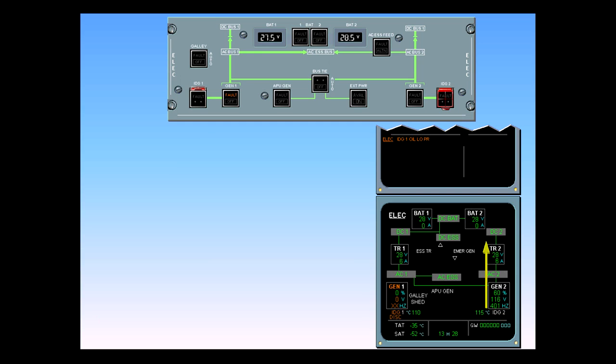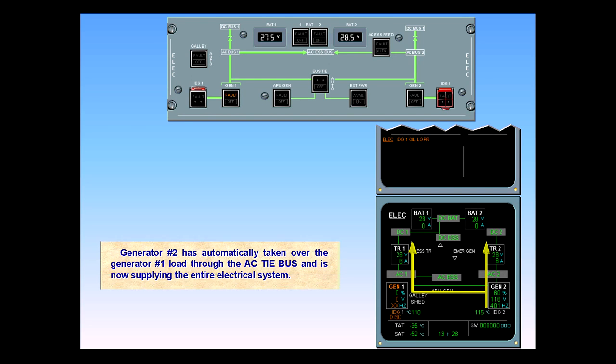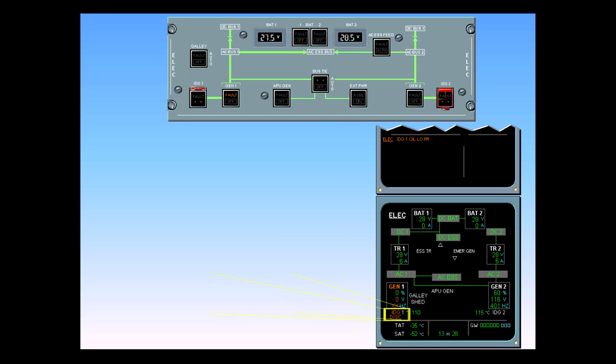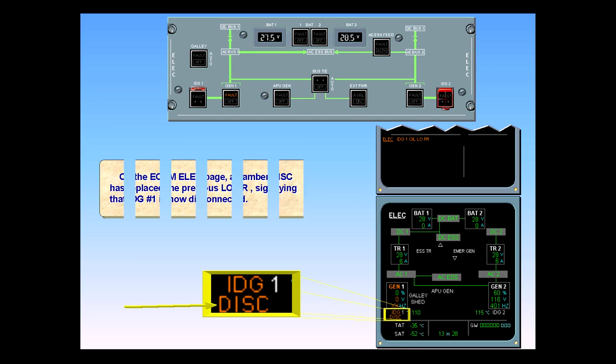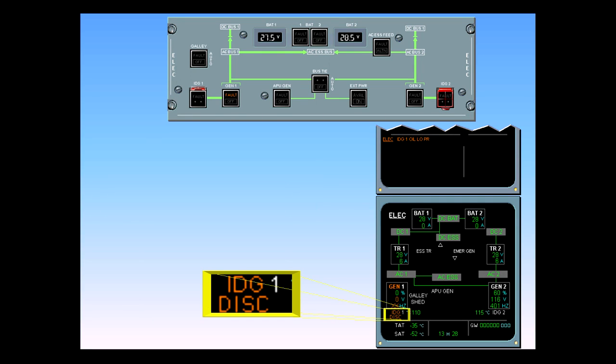Generator number 2 has automatically taken over the generator number 1 load through the AC tie bus and is now supplying the entire electrical system. On the ECAM electric page, an amber disconnect has replaced the previous low pressure, signifying that IDG number 1 is now disconnected. The IDG number is shown in white to indicate that engine 1 is still running.